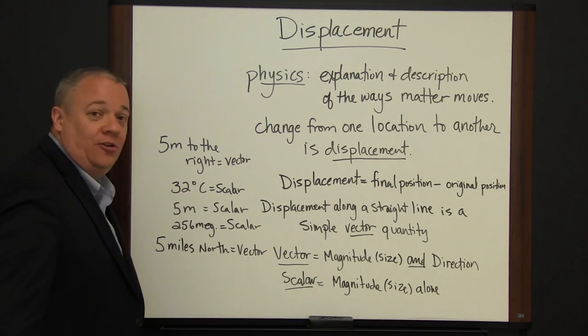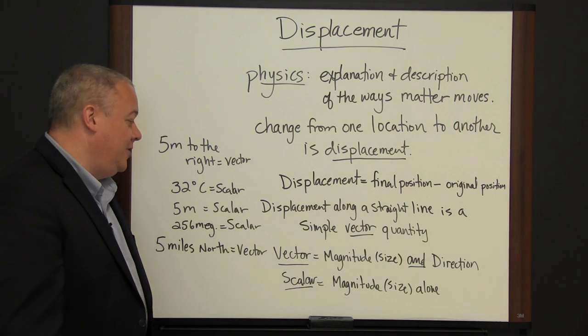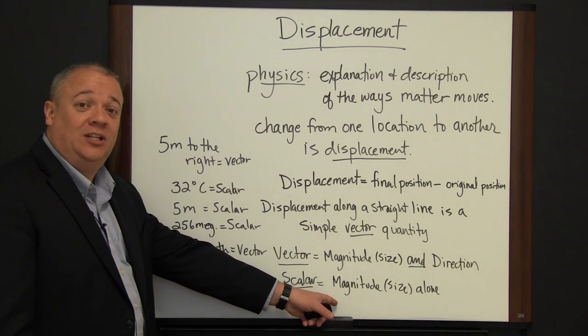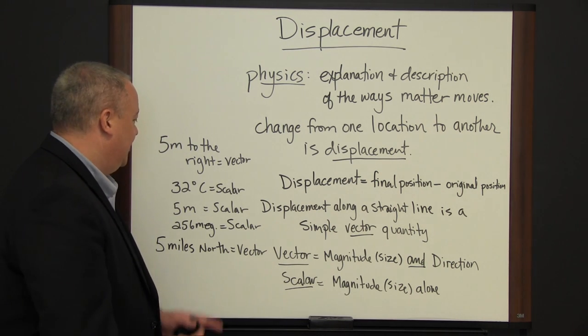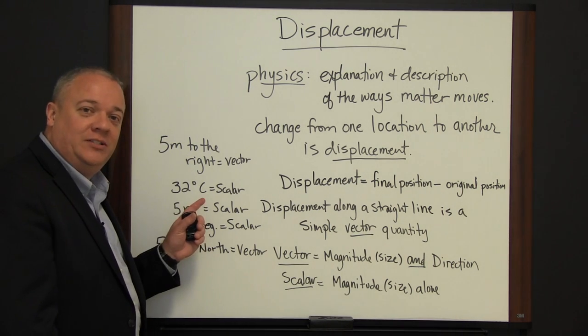Now, if I tell you 32 degrees centigrade, all I've given you is the magnitude, the size of it alone. I haven't talked about any sort of direction of that temperature, up or down. So that would just be a scalar. 32 degrees centigrade is a scalar.